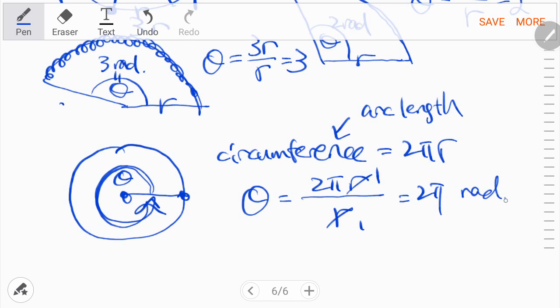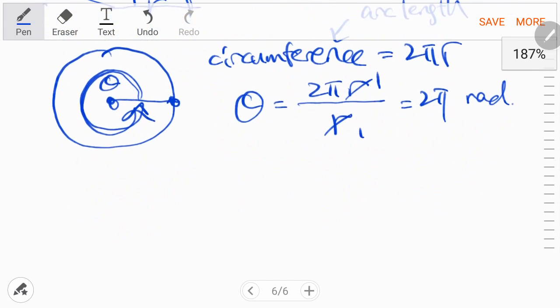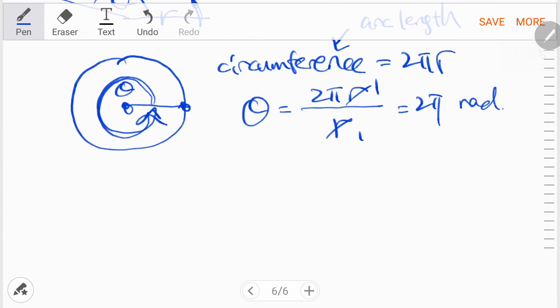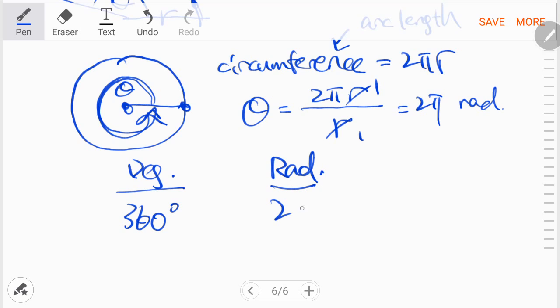Okay, so in other words, if I try to make the connection between radian and degree, we said that in degree, one full circle is 360 degrees. In terms of radian, one full circle is 2 pi radian. Right? So if I have, say, 1 pi radian, that would be 180 degrees, because I just divide this by half, right? Or multiply by half.